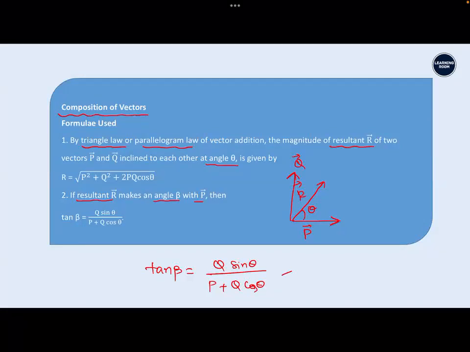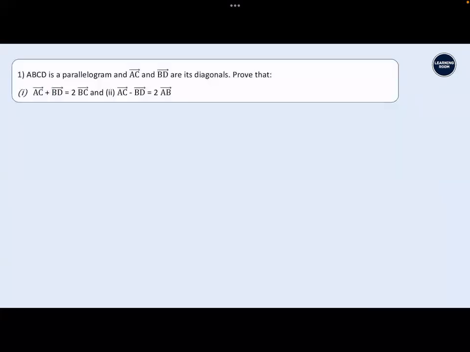So having said this, we will start the problems. ABCD is a parallelogram, and AC vector and BD vector are its diagonals.